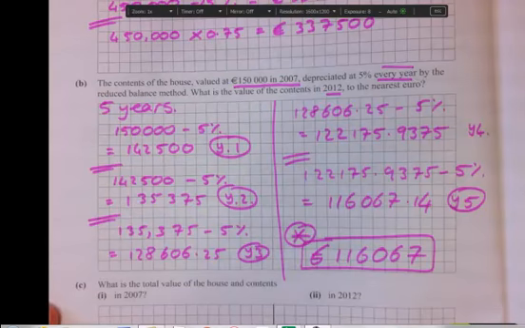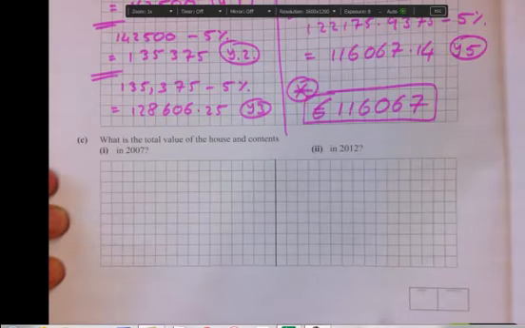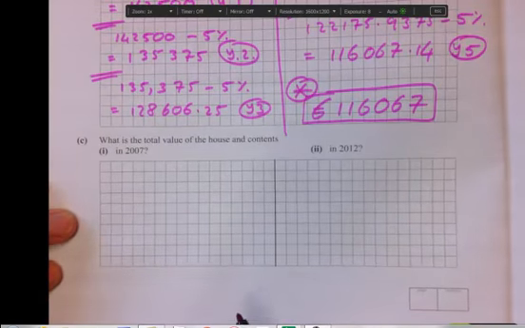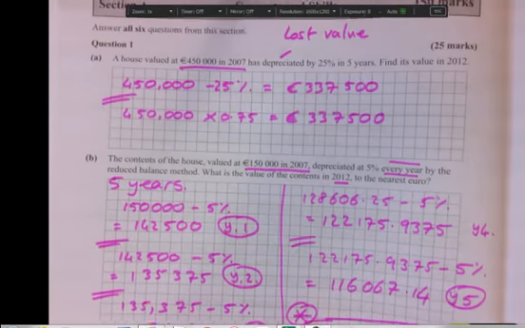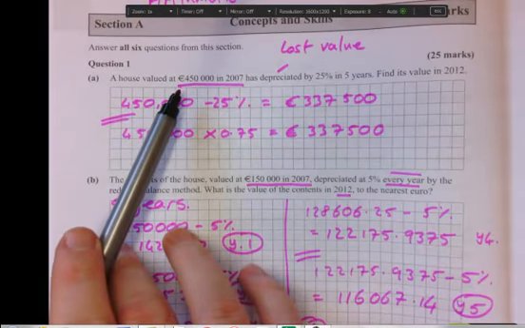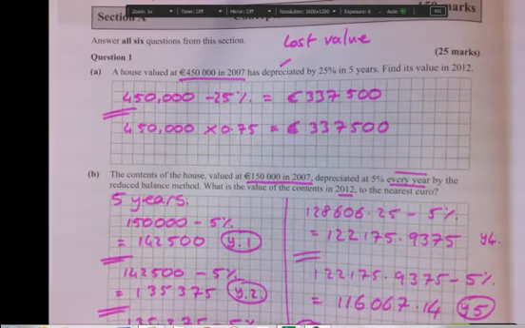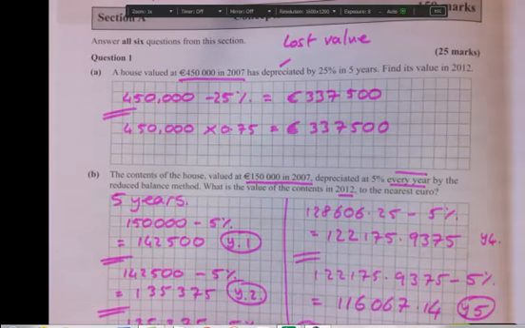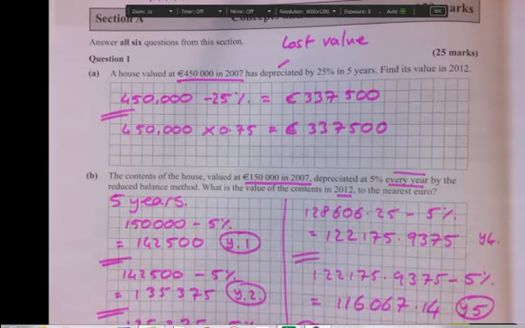Okay, so on to the next part of the question. What is the total value of the house and the contents in 2007? For that we're going to have a quick read back over part A again. You can see it underlined, the house is valued at 450,000 in 2007. So I'm going to write that down. And the contents of the house, underlined as well, in 2007, 150,000. So the total there is 600,000.